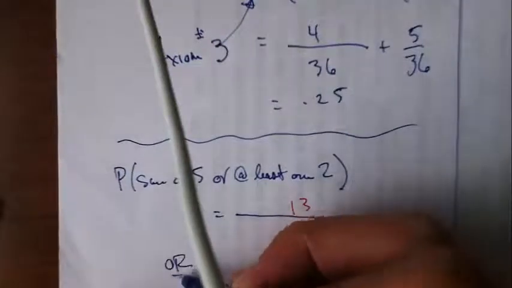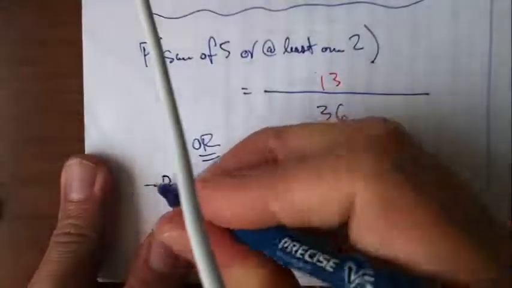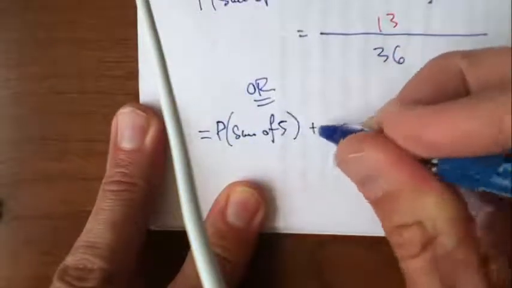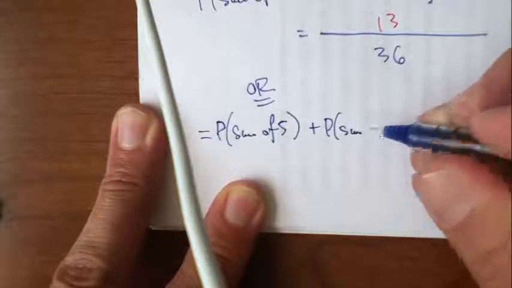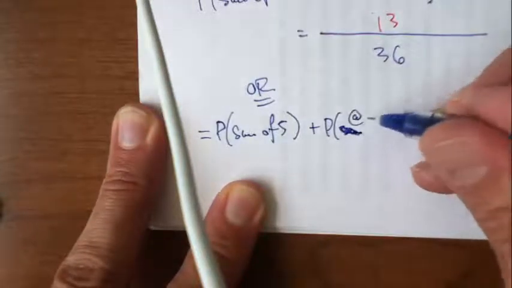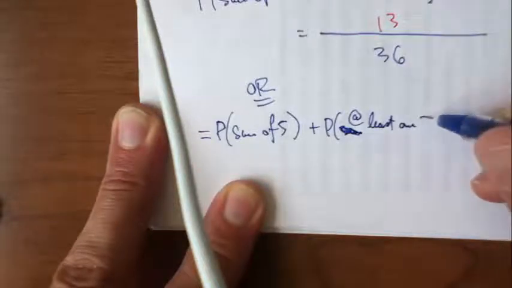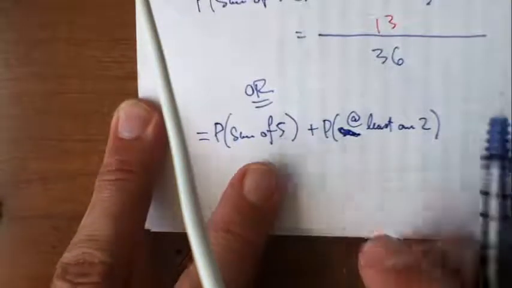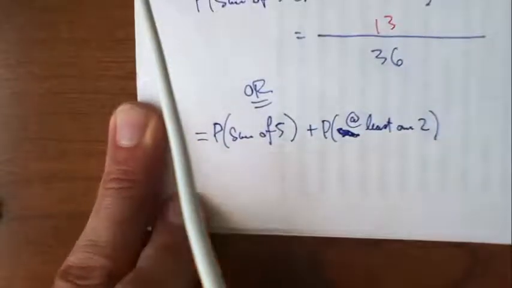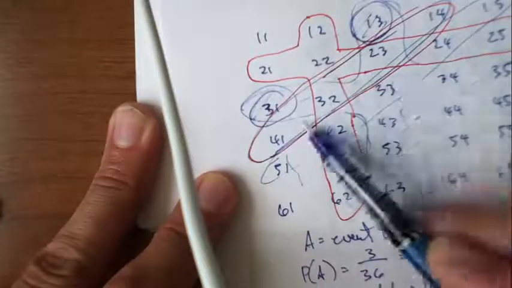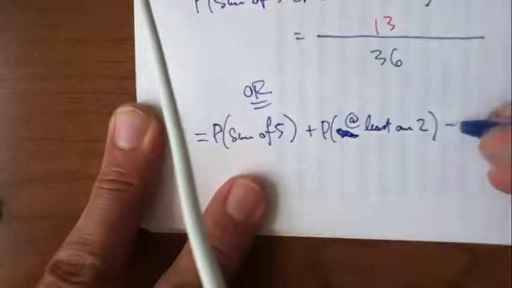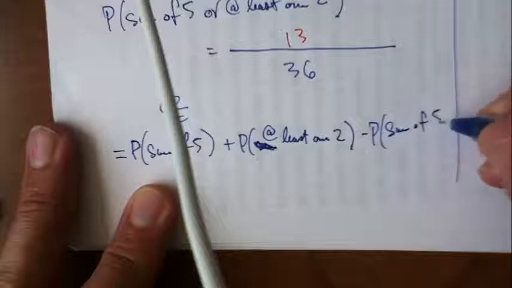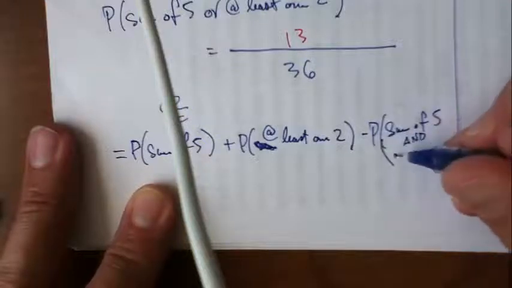Or I could do it like this. It should be the same as the chance that I get a sum of 5 plus the chance that I get at least 1, 2, right? No, this is not going to be true, because these two events are not disjoint. They overlap, right? They overlap right there. So I've got to subtract off their intersection. So it's minus the chance that I get a sum of 5 and at least 1, 2.